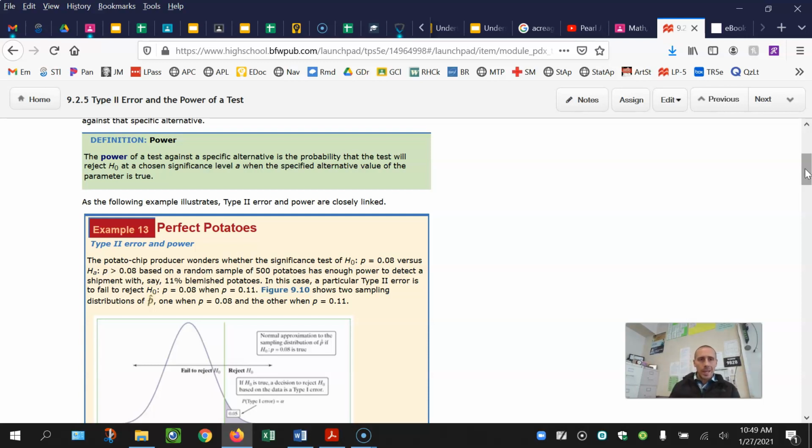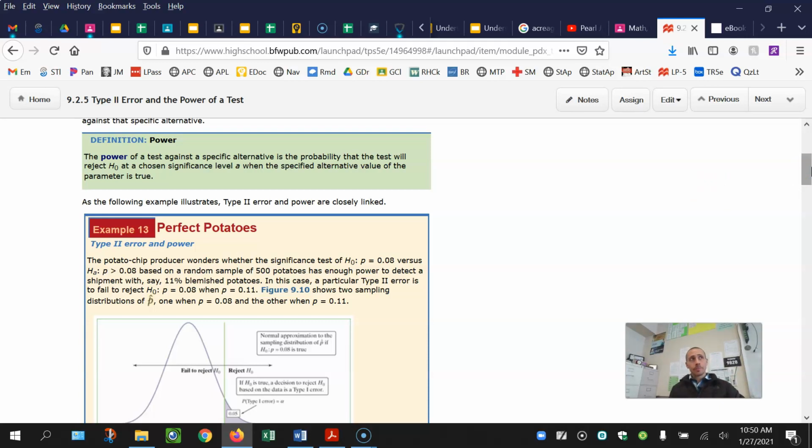So in essence, you could see what it is. The power of a test against a specific alternative is the probability that the test will reject the null when the alternative is true. So you're making the right decision. The alternative is true and you reject the null. So you want the power to be high.